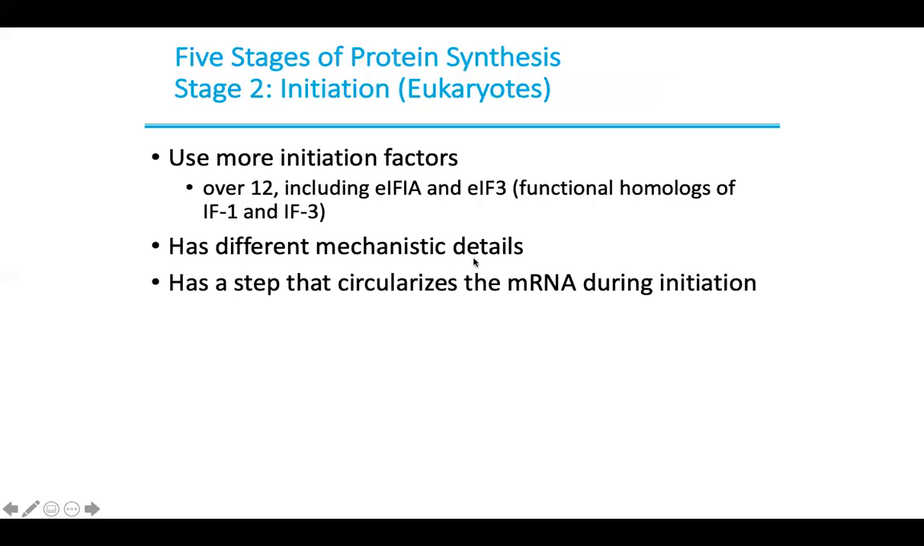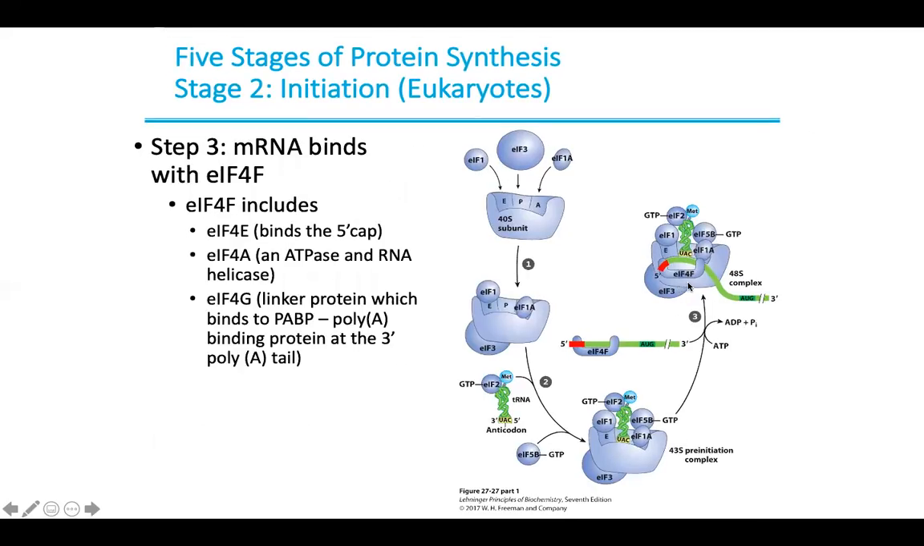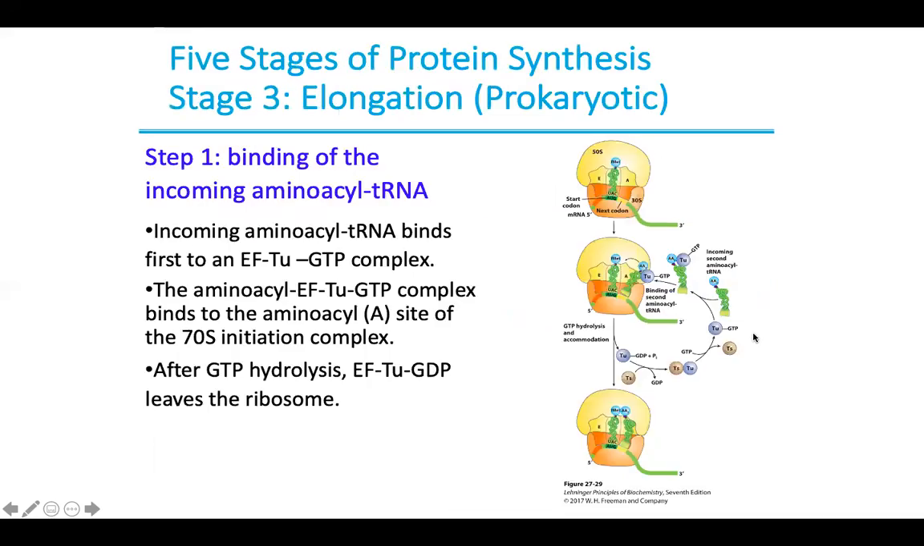For eukaryotes, it uses more initiation factors. We have over 12, including eIF1A and eIF3, which are functional homologs of IF3 and IF1. They have different mechanistic details and a step that circularizes the mRNA during initiation. So I will not be dealing with the individual steps of initiation in eukaryotes because it's quite complicated.